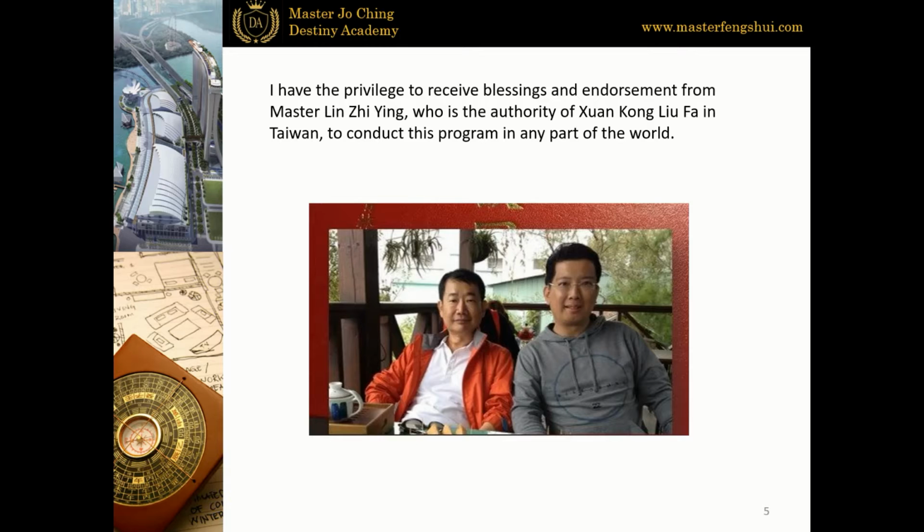For me, I have the privilege to receive blessings and endorsement from my teacher, Master Lin Zhiying, who is today the authority of Xuan Kong Liofa in Taiwan, and I have also been given the blessing to conduct this program in any part of the world. So that's me with him.